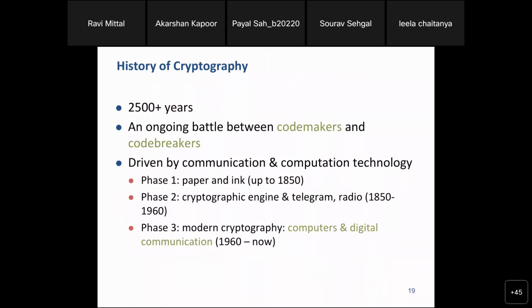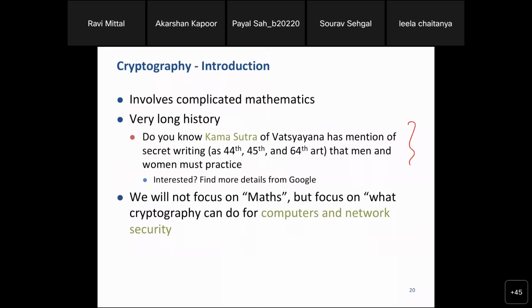Cryptography is very old, over 2500 years old. Please go through this. You can actually Google it and find out. There is a mention in the classical text Kama Sutra of Vatsyayana of how to do secret writing, that two partners can practice. Between two partners, if they write in plain text, it can be visible to everyone. So what is the way that secret writing can be done? It's mentioned in this classical text, which I guess is about 1,000 years old or even more, I don't know. Find it out.